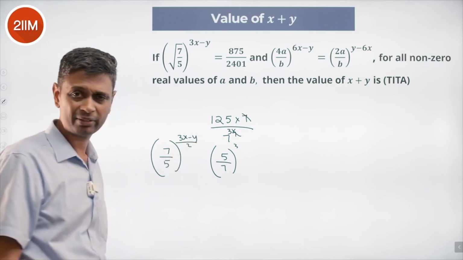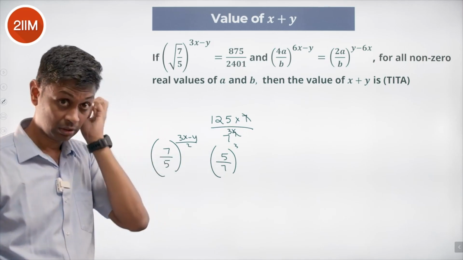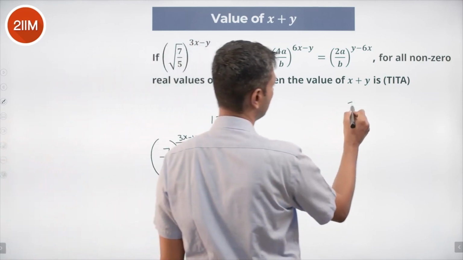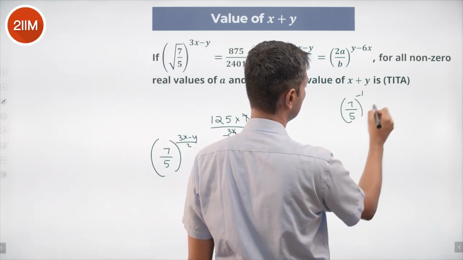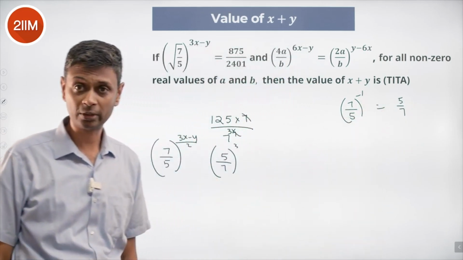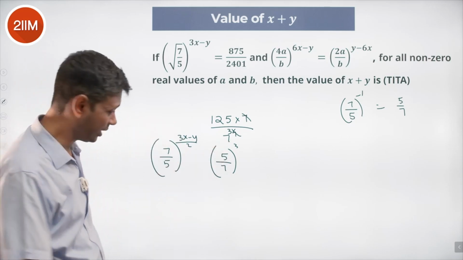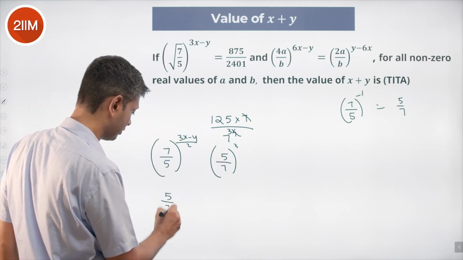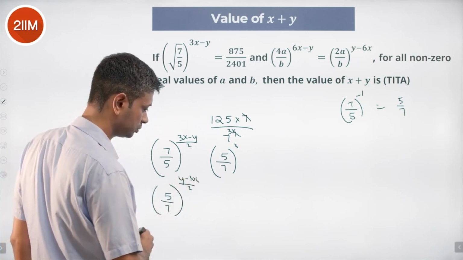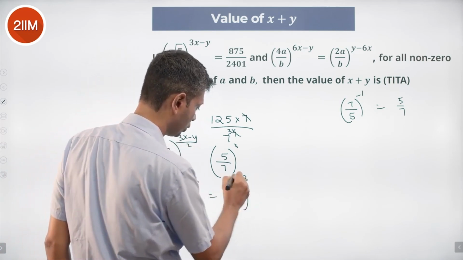Square root of 7 by 5. So this is (5/7) cubed, and this is 7 by 5 power this. 7 by 5 power minus 1 is 5 by 7, and 7 by 5 power minus 2 is (5/7) squared. So this becomes minus of this, and it should become equal to this. So I can rewrite this as (5/7) power (y−3x)/2 minus of that, equal to (5/7) cubed.